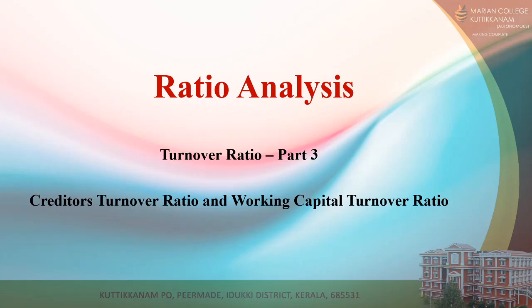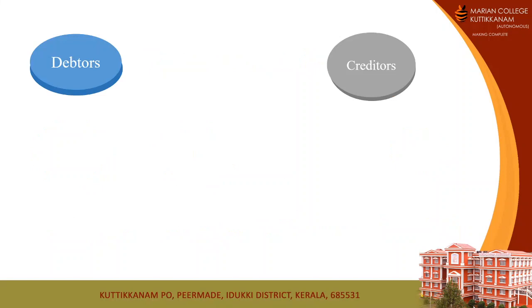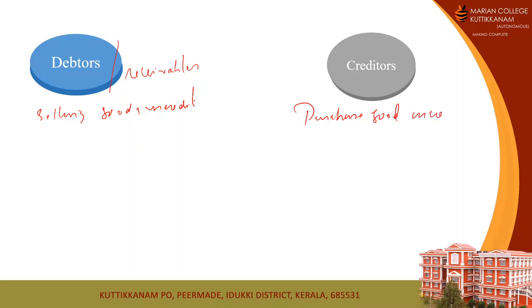I am Listener Juice, and in this video we will see creditors turnover ratio and working capital turnover ratio in detail. How will debtors or receivables arise in a company? Yes, if a firm sells goods on credit, these debtors will arise in a company. Then how will creditors arise in a company? Yes, if a firm purchases goods on credit, these creditors will arise in a company.